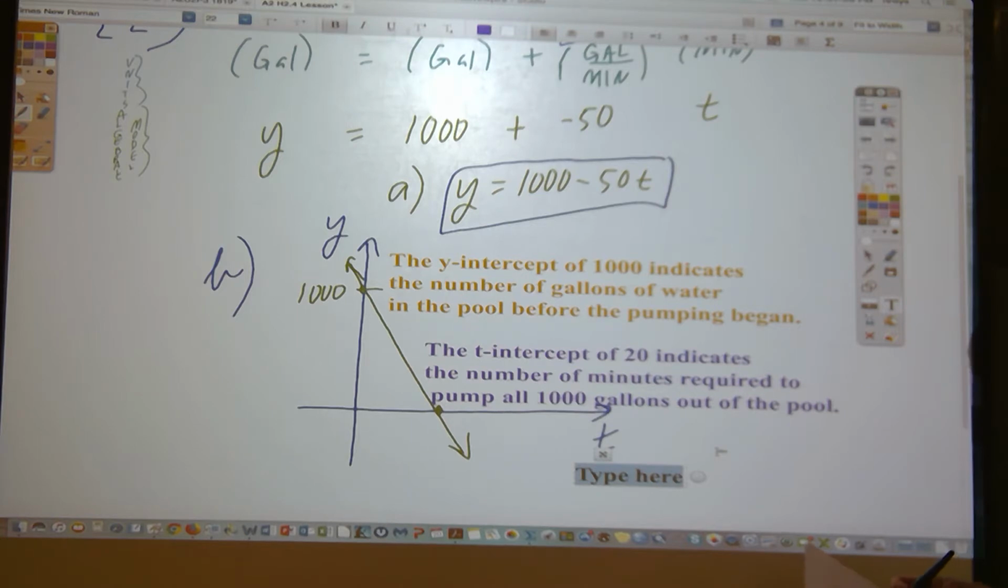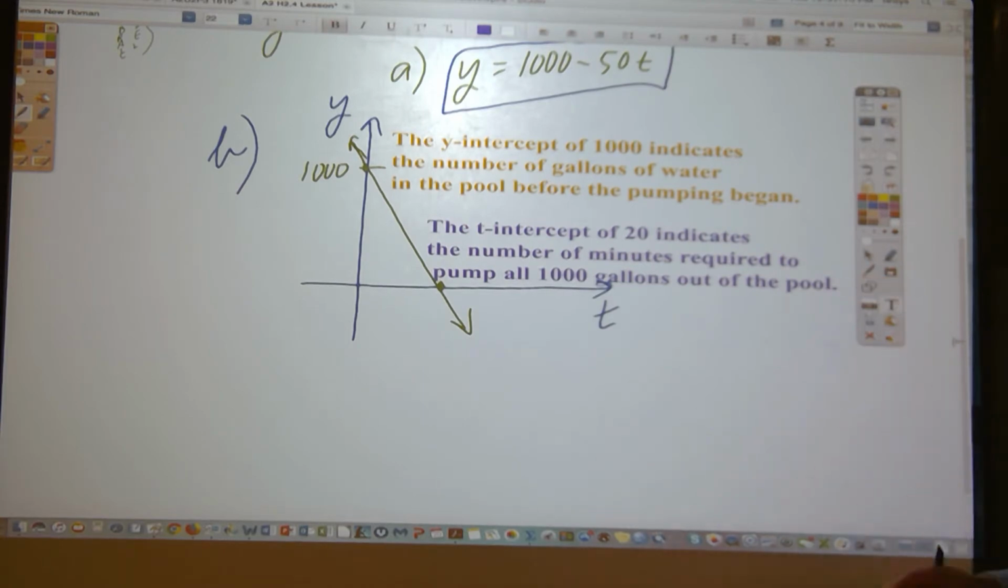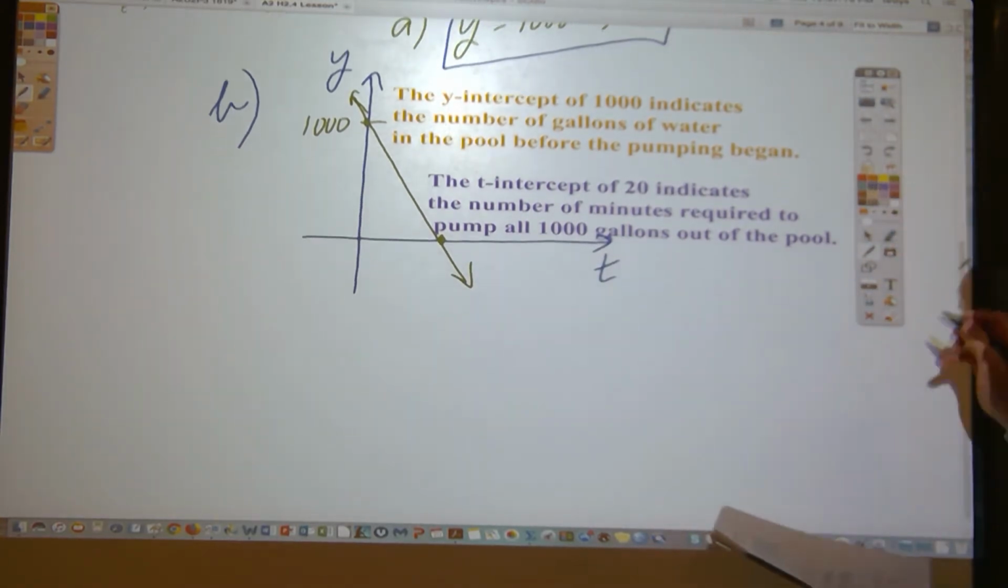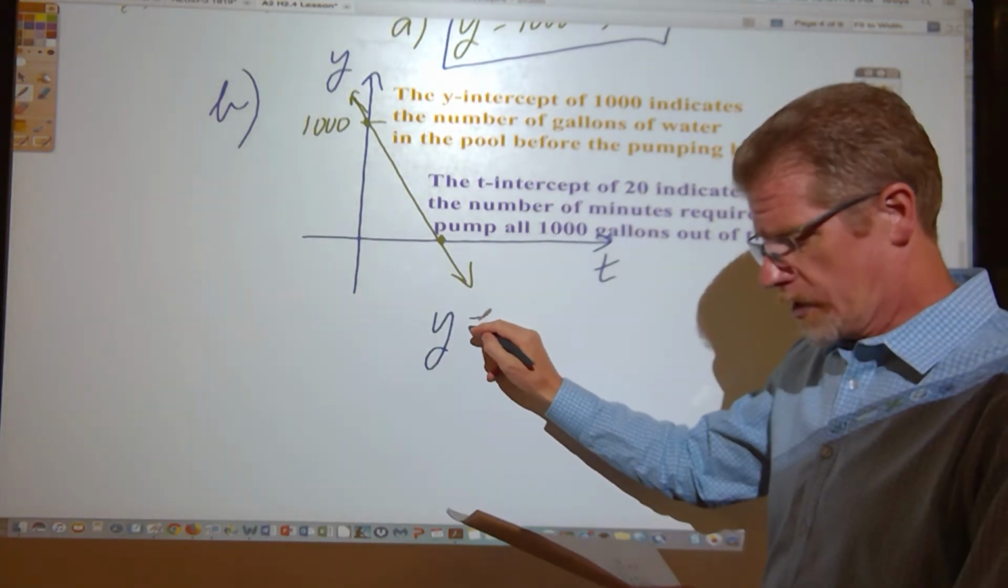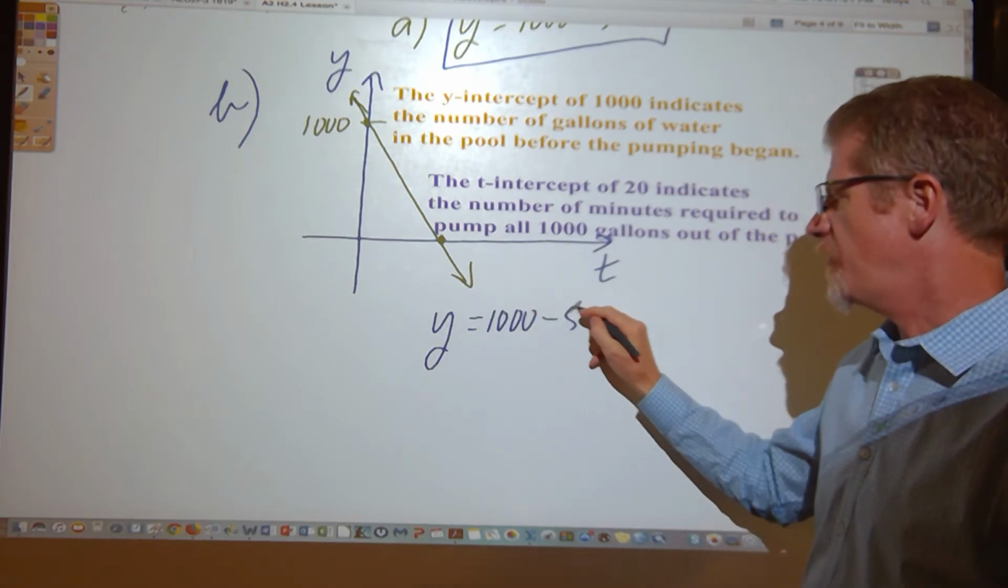Now, graph the equation and interpret the t and the y-intercepts. They didn't ask you to find the t-intercept, but they did ask you to sketch the graph, so we should put a number here. And to find that number, we do have to do a little bit of algebra. Let's take our model, which is y equals 1,000 minus 50t.